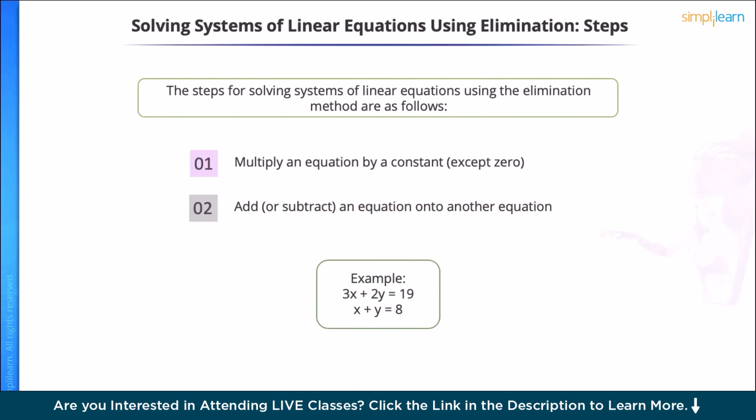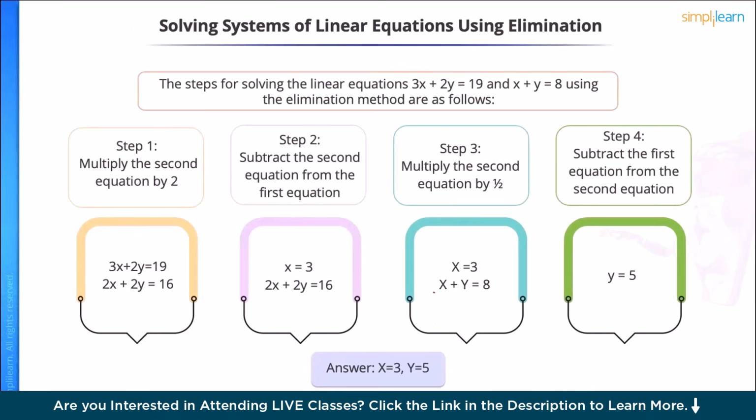Solving systems of linear equations using elimination. In this case, we start by multiplying an equation by a constant, anything other than 0. We then add or subtract one equation from the other. Let's consider the same example of 3x plus 2y equals 19 and x plus y equals 8. We first start by multiplying the second equation by 2, and we get 2x plus 2y equals 16.